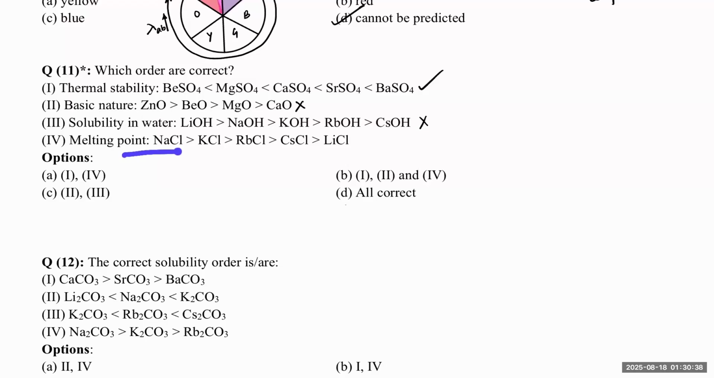Last one, melting point will be in this order. This I told you, you have to mug up. In this case, NaCl will be higher and LiCl will be the last. Done. So which are correct here? 1 and 4. Clear?